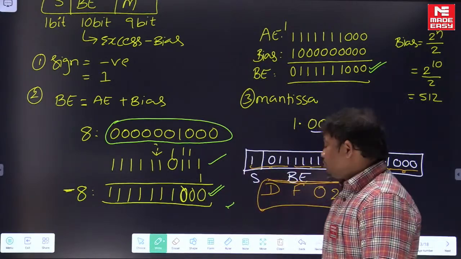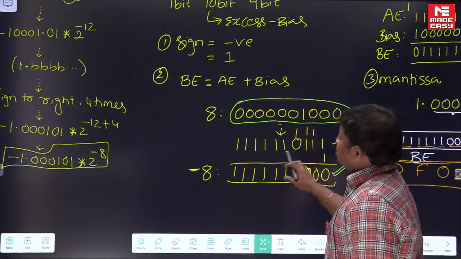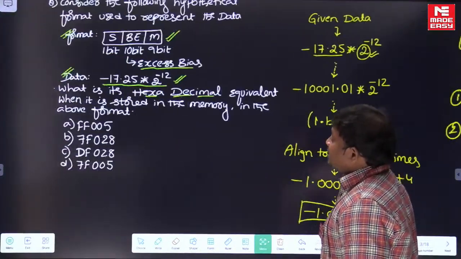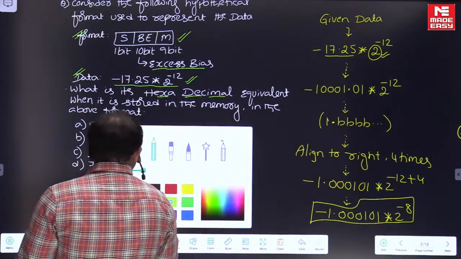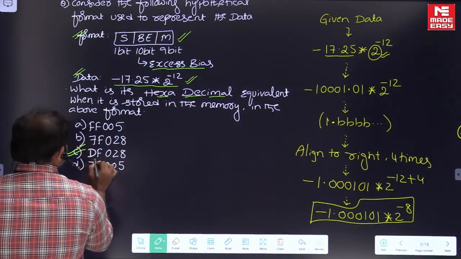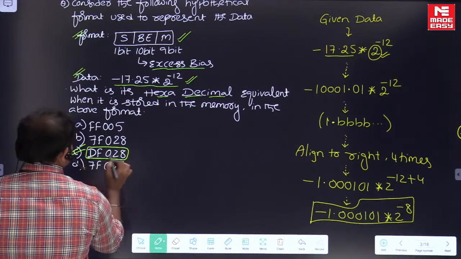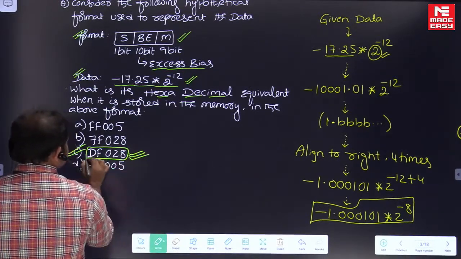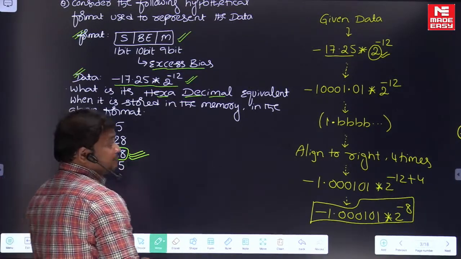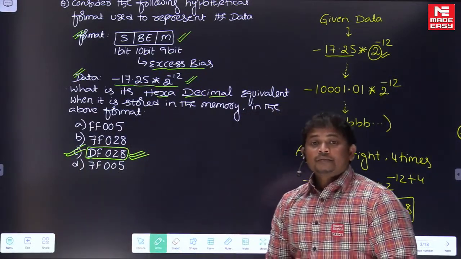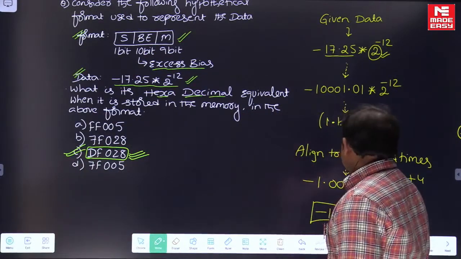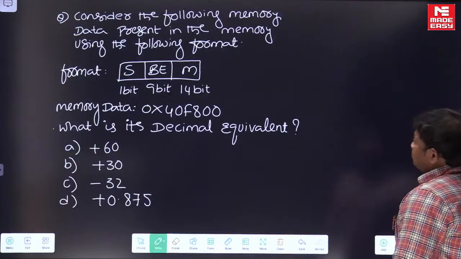Okay, students? Alright. So if you see the options, option C is matching here. DF028. Okay, you need to verify this. DF028, this is the answer. Okay, right. So next question.